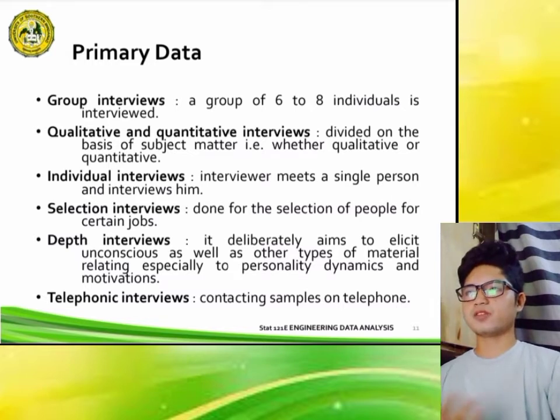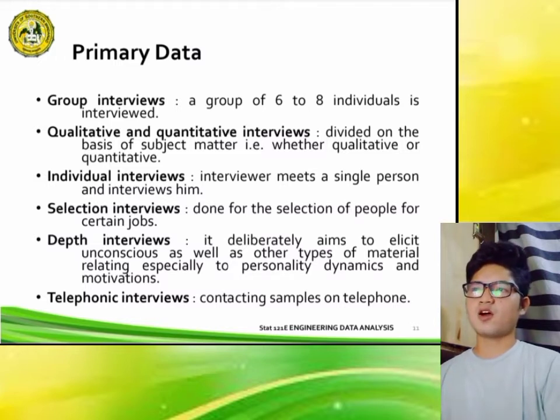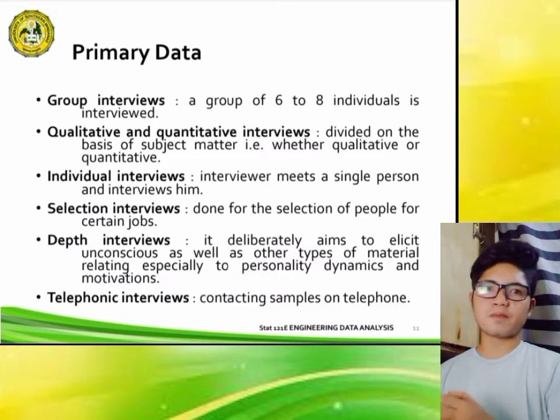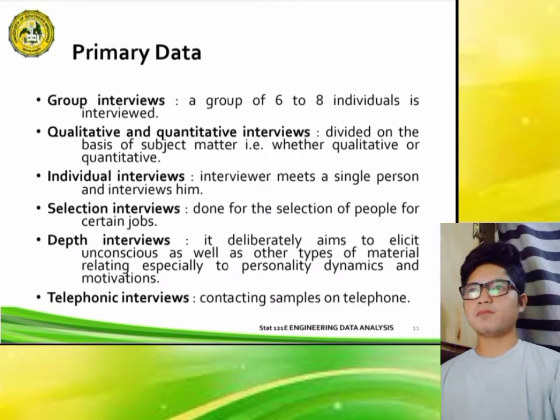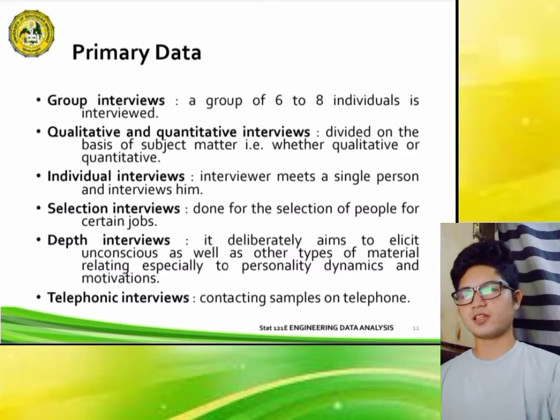And then we have depth interviews. So it deliberately aims to elicit unconscious as well as other types of material relating especially to personality, dynamics, and motivations. So ito naman is yung parang may mga primary interviews na gusto nilang go deeper or beyond the surface of that, na parang mas detailed yung mga sagot ng interviewee. So kadalasan ginagawa dito is may mga follow-up questions. So yung ba't mo ginawa, or ba't mo di ginawa, ganun. So mga ganun na bagay, para maging deeper yung sagot ng ini-interview.